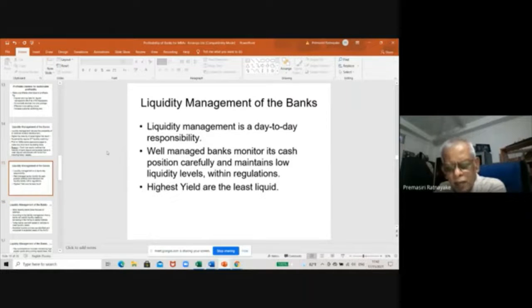Liquidity management of banks. Liquidity management is a day-to-day responsibility. Well-managed banks monitor their cash position carefully and maintain low liquidity levels within regulations. Highest yield are the least liquid. Least liquid assets are going to bring the highest yield.